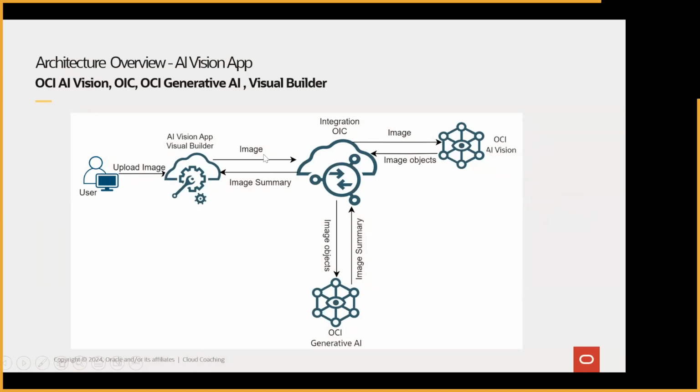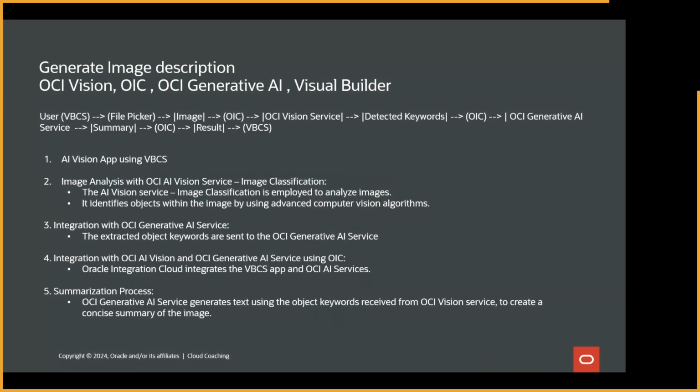Here, in Visual Builder, the picture is uploaded and sent to the OCI AI Vision Service. It uses the image classification service and object detection service to detect all the objects in that image, and sends them to the Generative AI service. In the Generative AI service, along with the objects, it will create a prompt. A prompt is very important for generative AI. A beautiful prompt is created, and based on this prompt and the keywords passed, meaning the detected object labels, it will generate the description. So basically this is the flow.